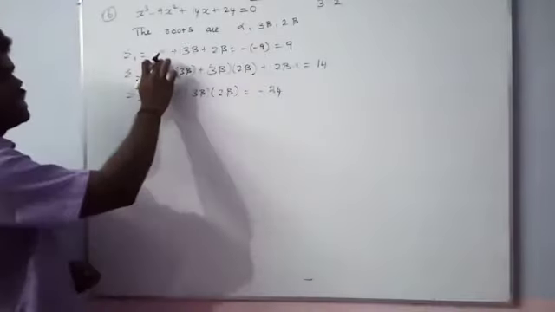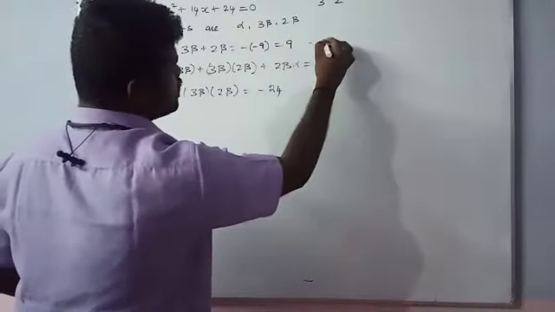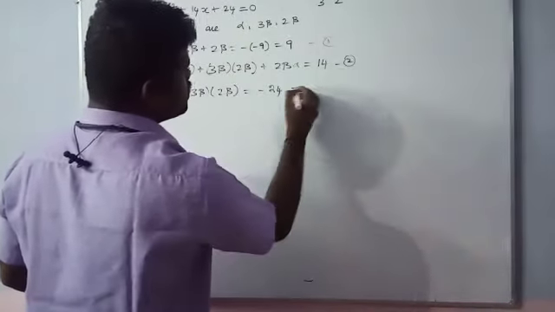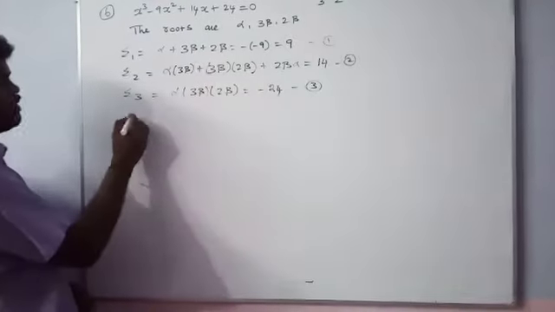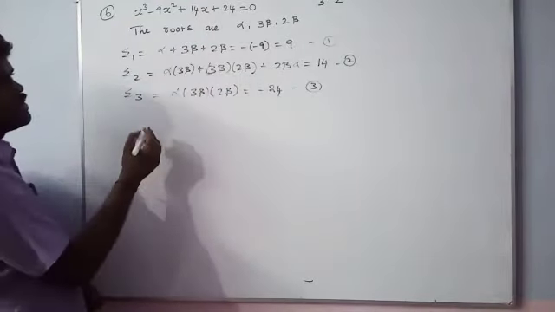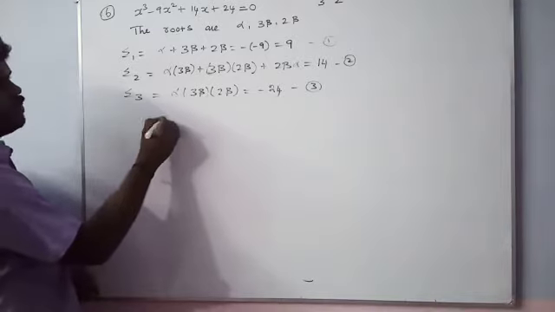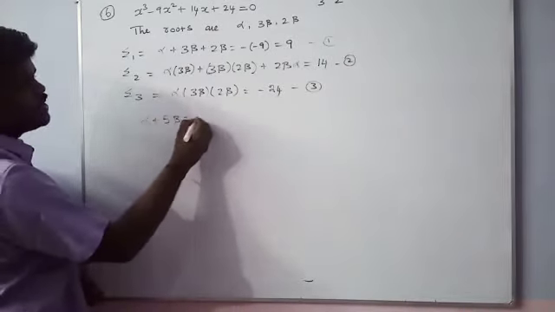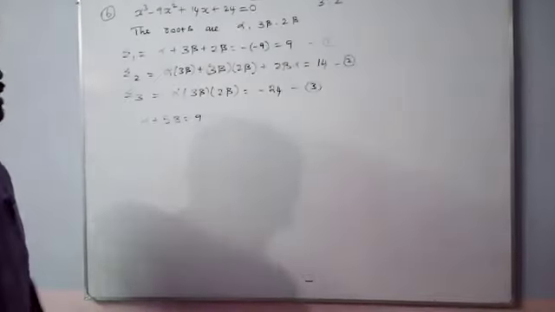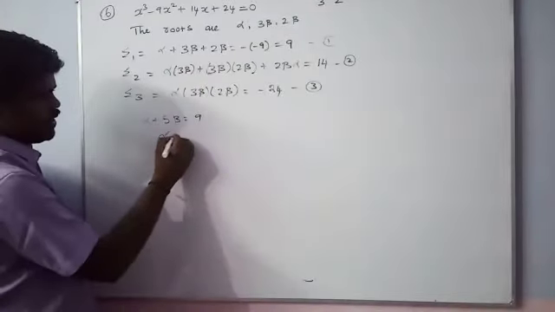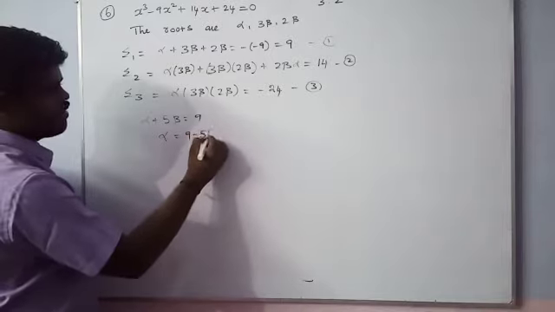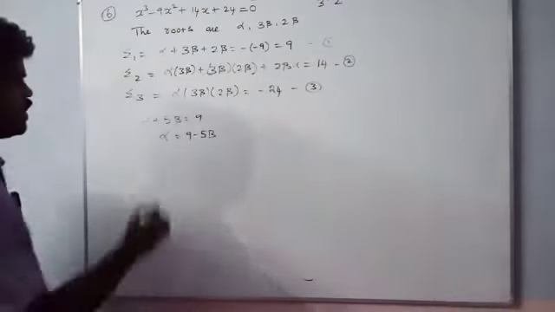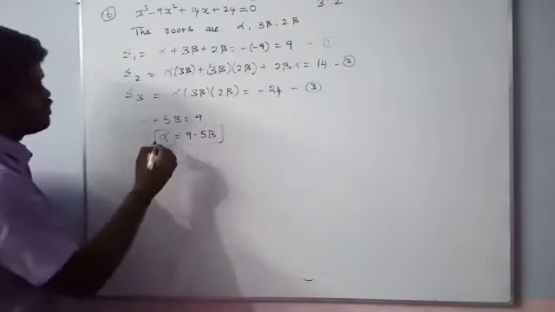Now consider the first equation. This is the first equation, this is the second equation, this is the third equation. Consider the first equation, add these terms: alpha plus 3 beta plus 2 beta, 5 beta is equal to 9, and alpha equal to 9 minus 5 beta. This is the alpha value.